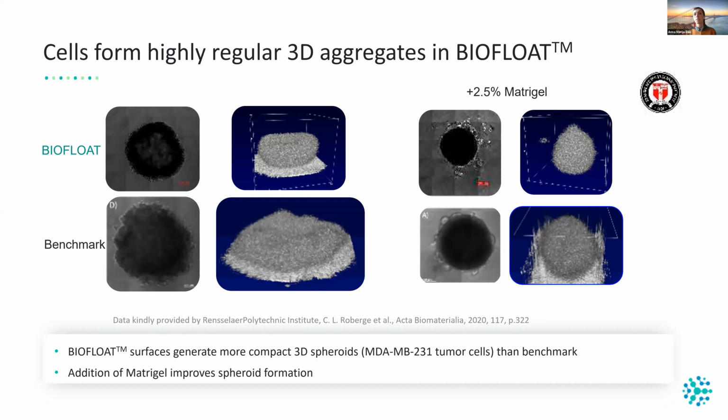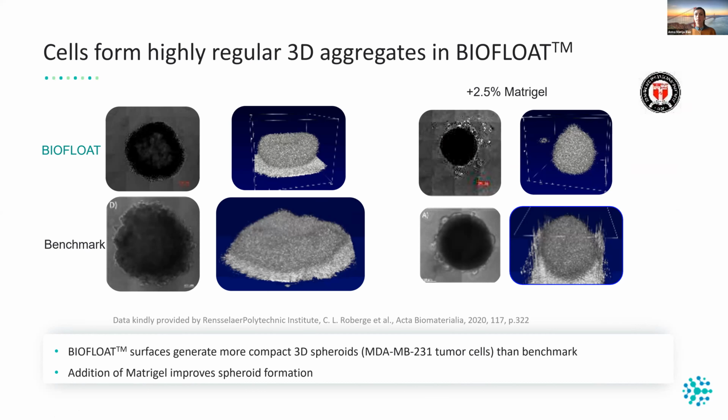It can happen that cells in an ultra-low attachment plate aggregate but do not form a real 3D structure. For example, here in this benchmark product. But in comparison, in the bioflow plate, the spheroids are more three-dimensional and show a more highly regular shape.